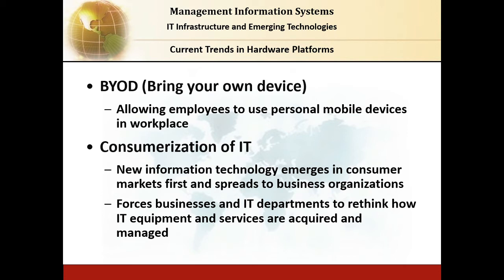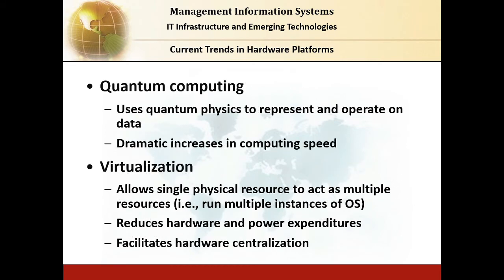Then, we have the consumerization of IT. It means new information technology emerges in consumer markets first and spreads to business organizations, and forces businesses and IT departments to rethink how IT equipment and services are acquired and managed. Then, we have quantum computing. Uses quantum physics to represent and operate on data. Then, we have a dramatic increase in computing speed.